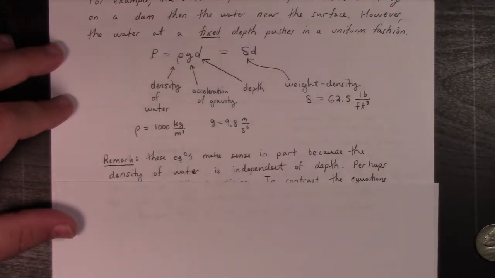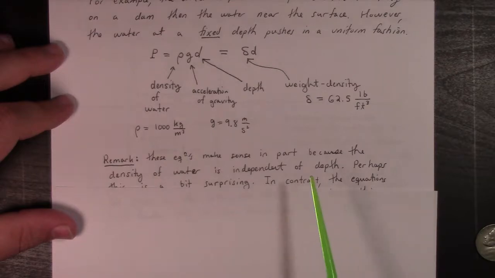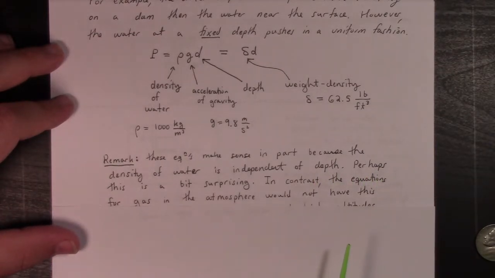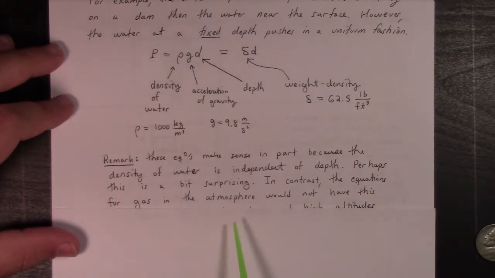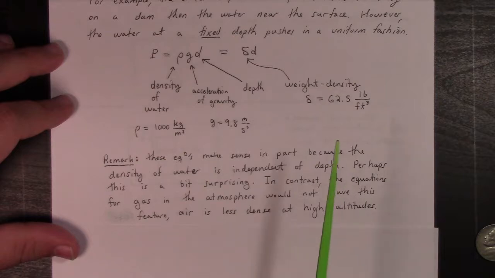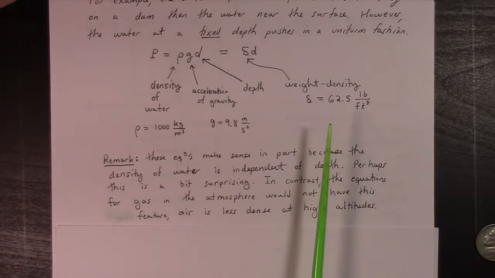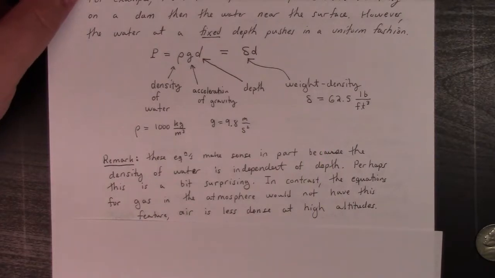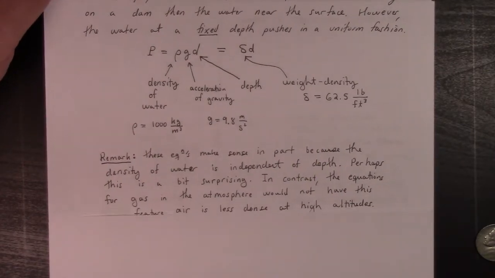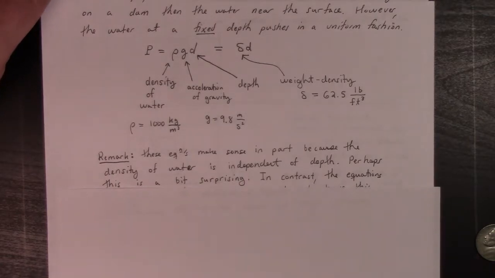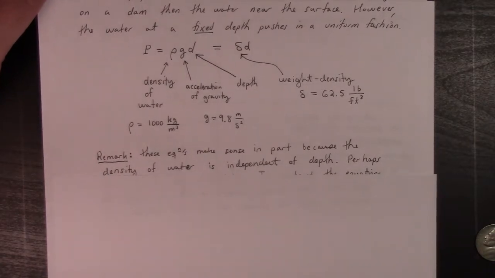Anyway, these equations make sense in part because the density of water is independent of the depth. Perhaps this is a bit surprising. Contrast this with the equations for a gas in the atmosphere, which would not have this feature. Air is less dense at high altitudes. That would be a more complicated problem that I at one point in my life have discussed in a physics course, but this is not a physics course, so we're going to focus on pressure and force on a dam due to water. Here we go.